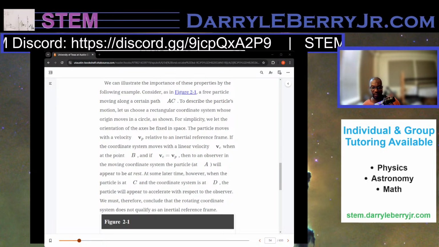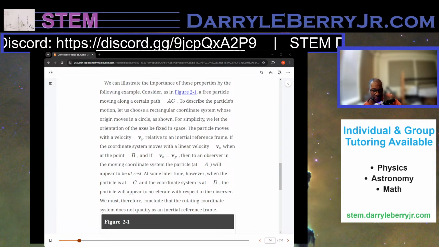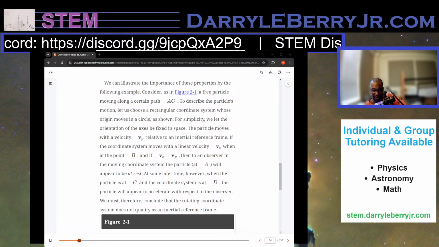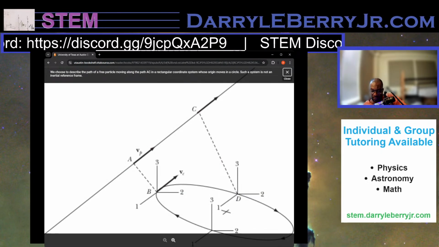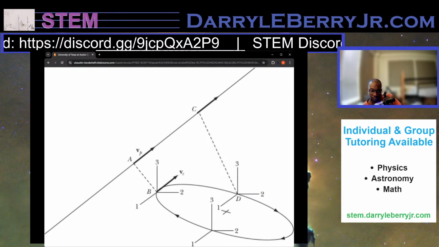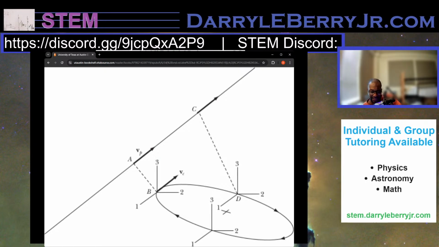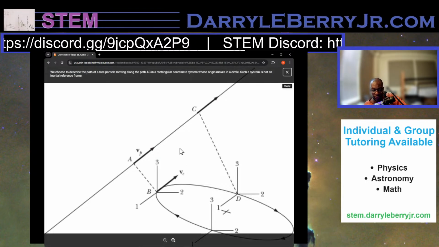So we can illustrate the importance of these properties by the following example. Consider, as in figure 2.1, a free particle moving along a certain path AC. And this is figure 2.1 here. You see the path AC up top. You can keep that image in mind. We'll come back to it.